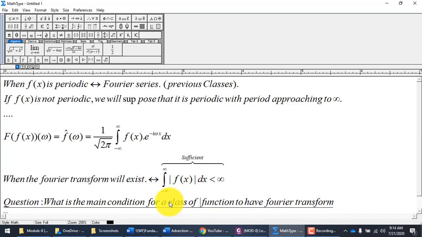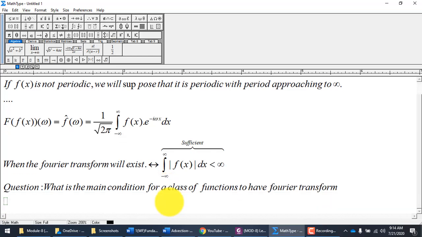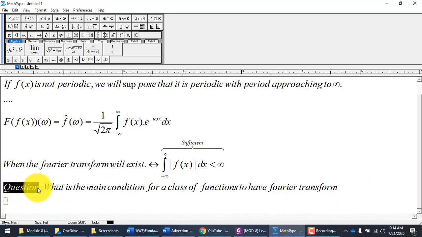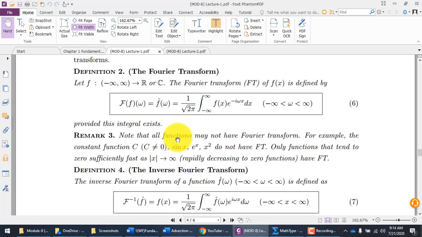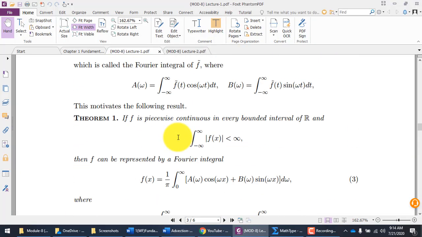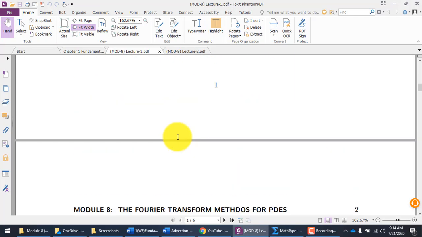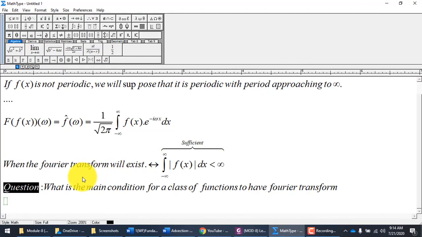What do you mean by a class of functions? It means a set of functions which satisfy one condition, so their Fourier transform must exist. This is the main question, and you will get the answer in my lecture. If you learn, then it will be easier for you to know the main functions for which the Fourier transform actually exists.